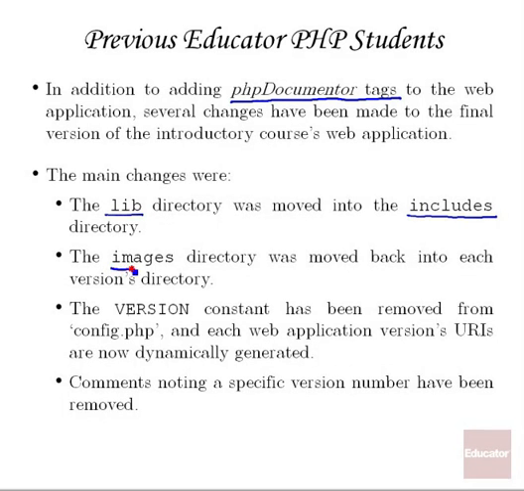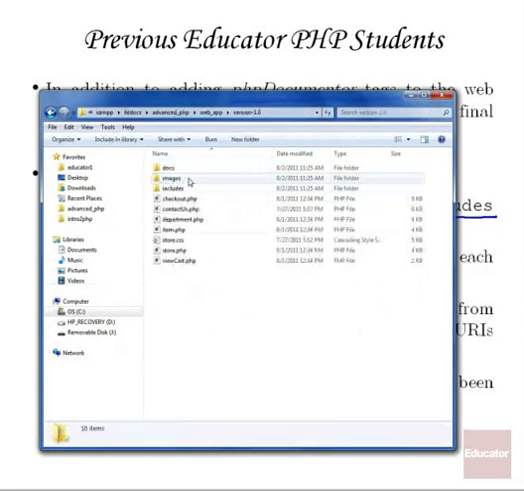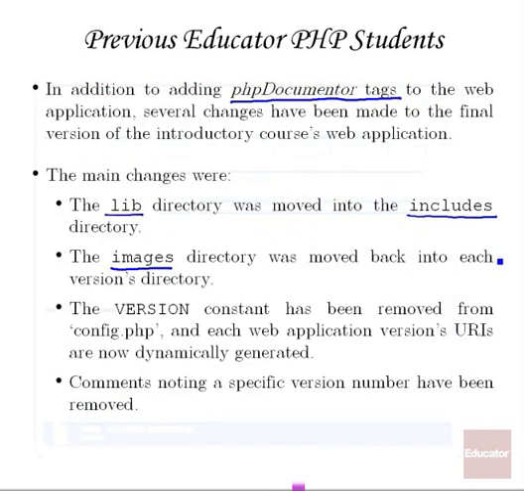Additionally, we've also moved the images directory back into each version of the web app. So for example, if we go to version 1.0, it has its own images directory. If we go to version 1.1, it has its own images directory. In the introductory course we moved that out of that directory to demonstrate working with constants and being able to change the location of an image directory and have your application still work. We did that to emphasize a point, but now we're going to use the images directory in a more real-world application where it would actually be in the root directory of the web application.